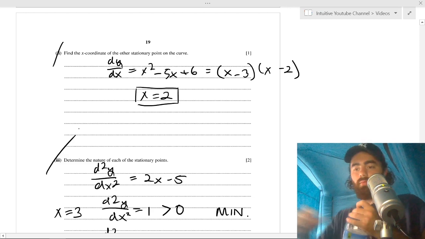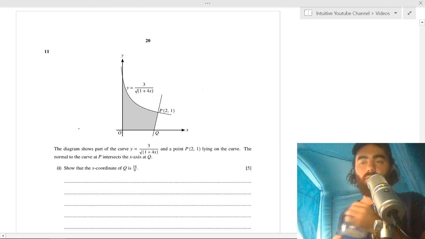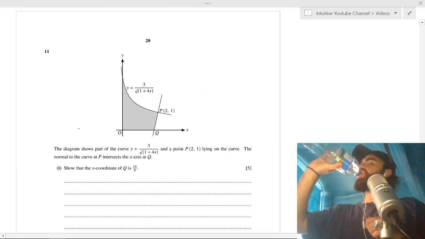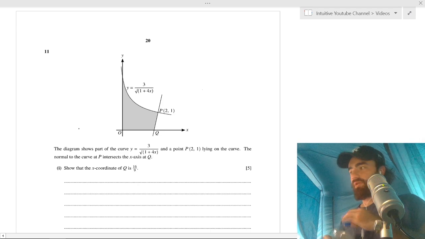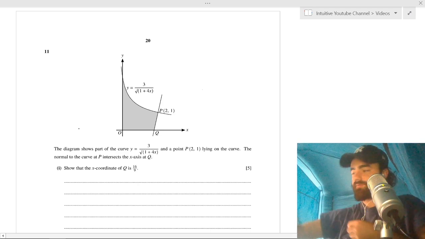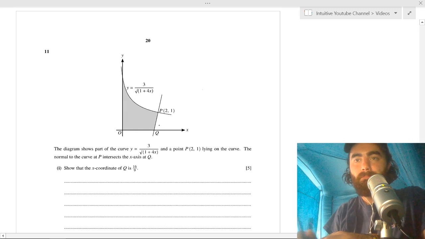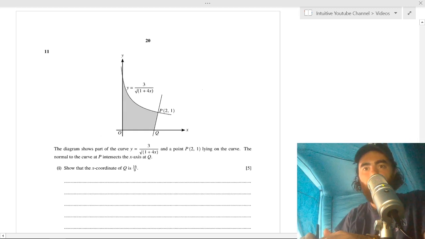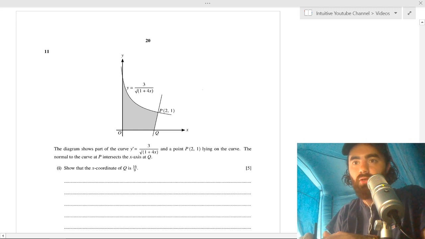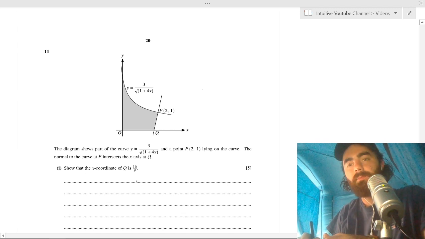And then finally we have question 11, which will most likely be an integration question, as they usually like to ask this at the end of the exam. And it asks us, the diagram shows a curve as follows, and the point P (2, 1) lying on the curve. The normal to the curve at P intersects the x-axis at Q. Show that the x-coordinate of Q is 16 over 9.